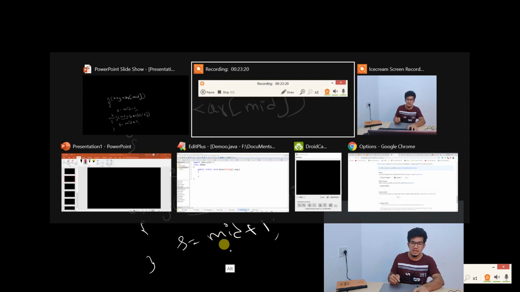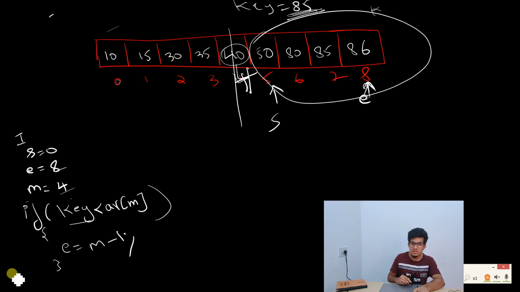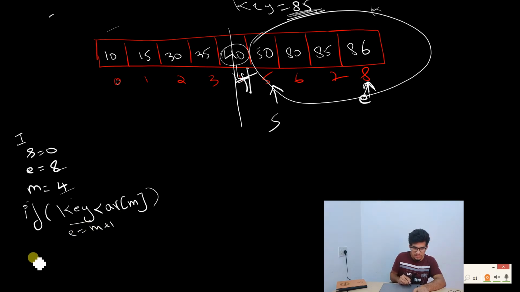Now it is updated. Let's update. So I want to search for 85. Let me not put a bracket, because it will consume space there. If the key is less than AR of mid, then the ending is mid minus 1. Else if the key is greater than AR of mid, then the starting is mid plus 1.